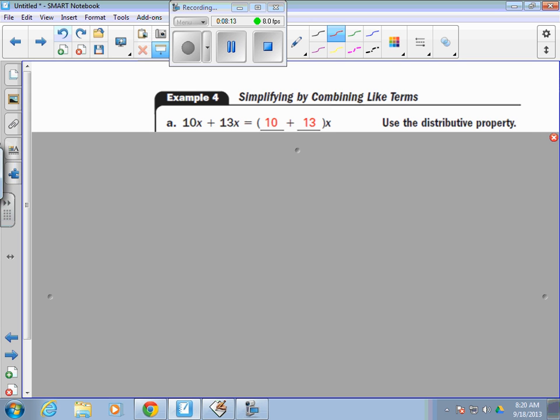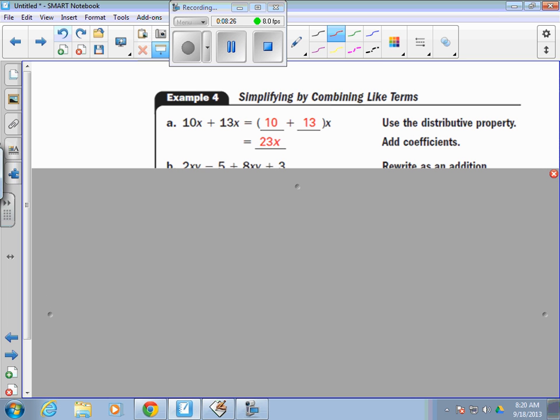Example number 4 is simplifying by combining like terms. We have 10x plus 13x, the exact same variable raised to the exact same exponent. 10 plus 13 is 23x.